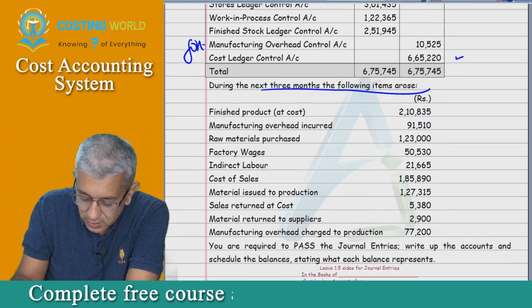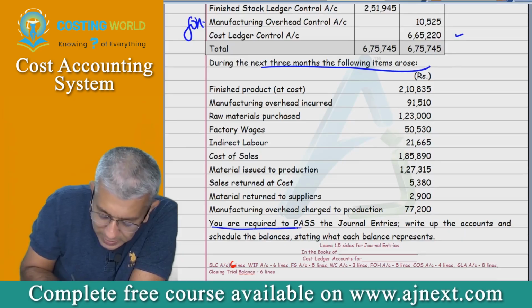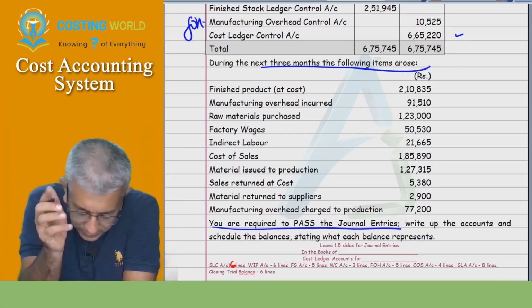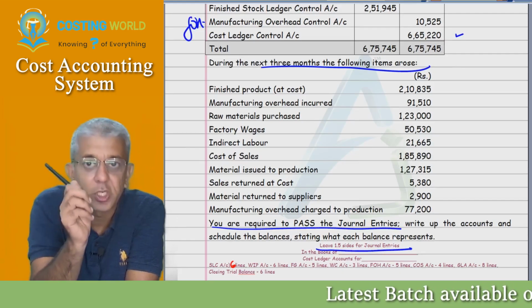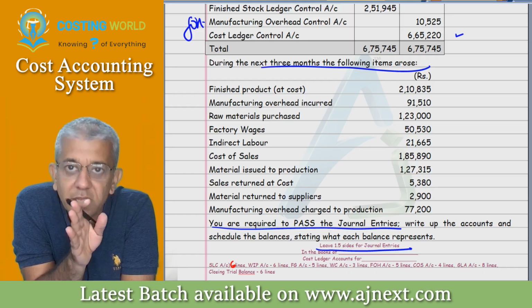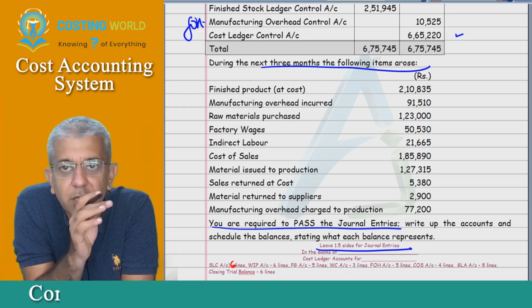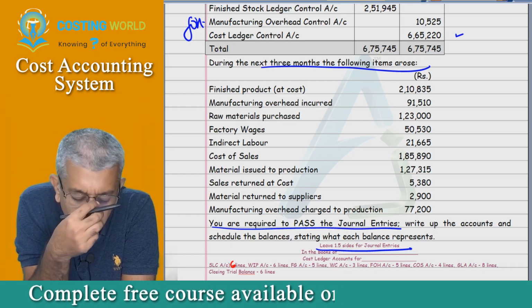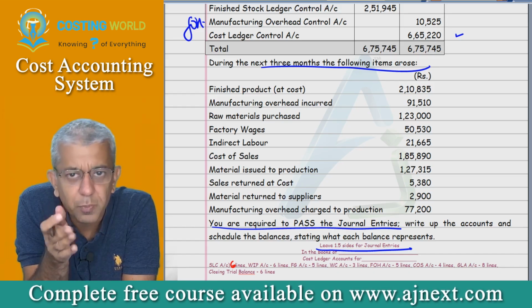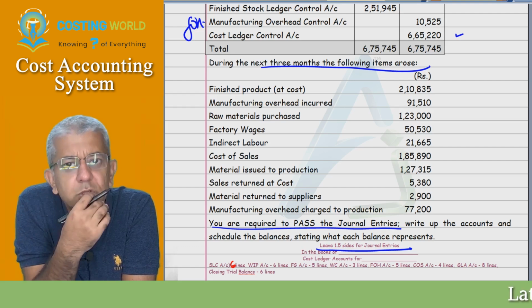Now listen, beta, in this question you have been asked for the journal entries also. Better you all do one thing. You all have left 1.5 side for journal entries, correct? Yes, sir. Okay, so do one thing. You all write down journal entries for the next 3 months. You all give the title in your notebooks: journal entries for the next 3 months. Whenever we keep on discussing, keep on writing the things also.